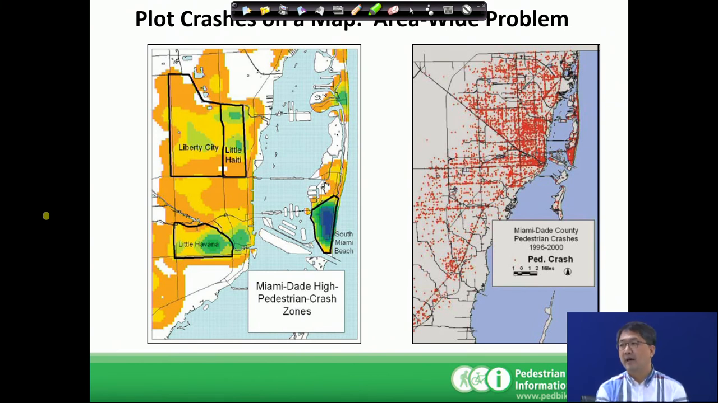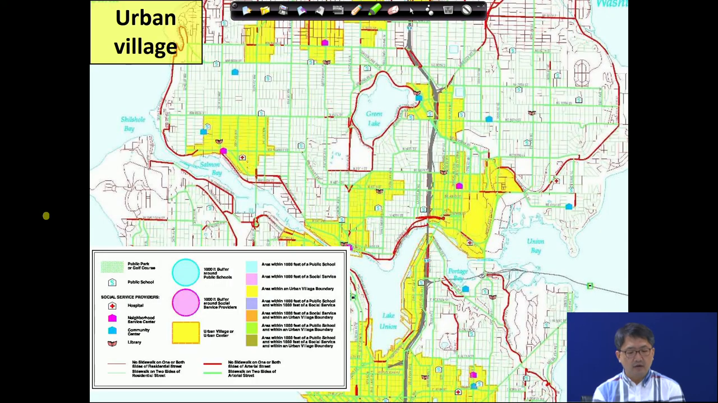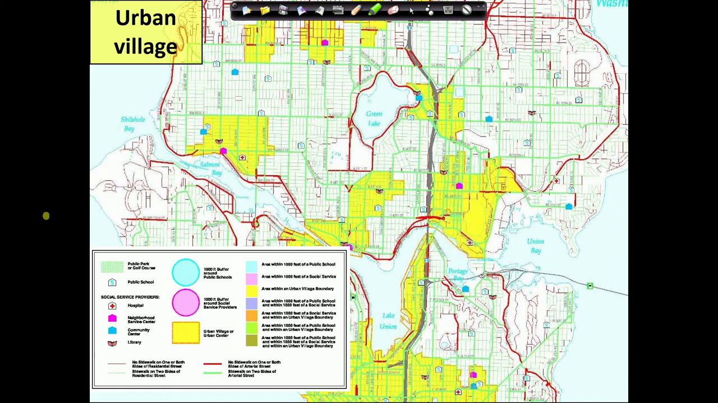You probably want to have the number of pedestrian volumes, which you may not have. So you probably need to go out and do short-term counts and make sure that this is annual data to be representative, to make comparisons. This is urban village data with the different land use locations.